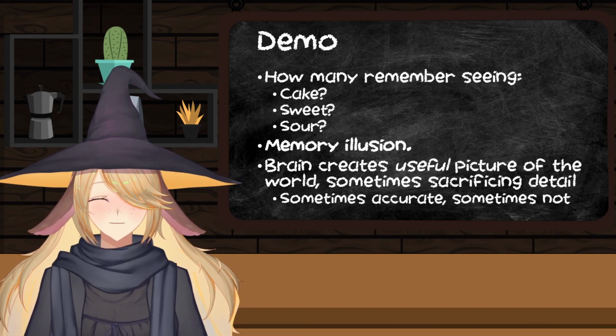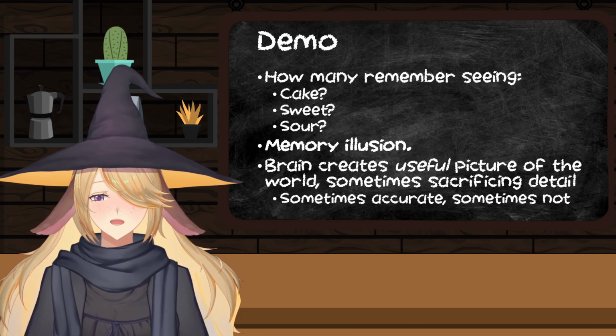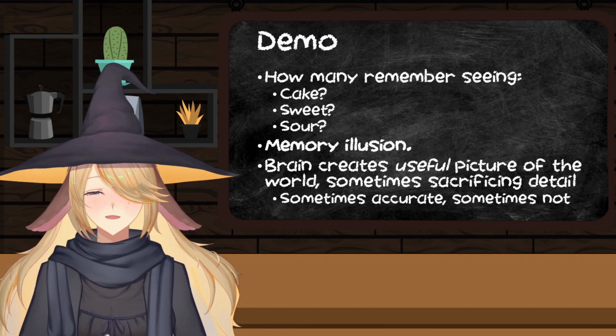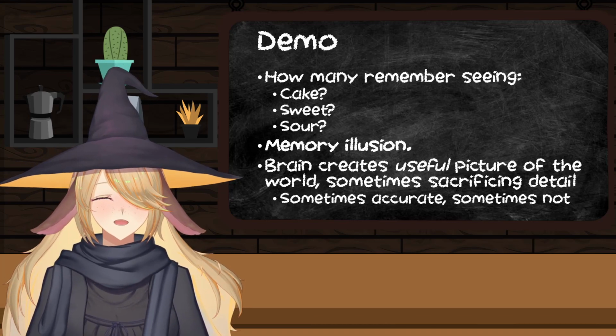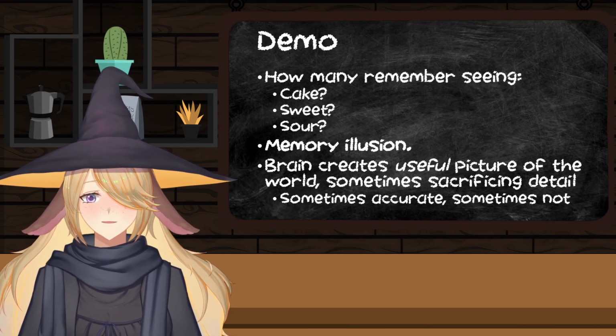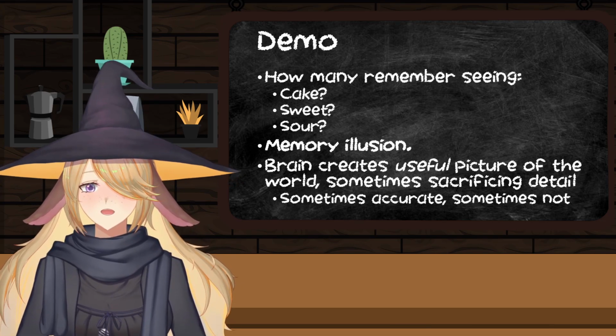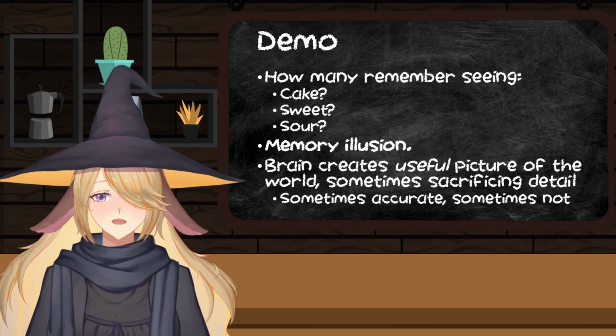We remember bits and pieces of information, and then our brains tend to work to create a useful picture based on that information that we've just heard. And that usually means that some detail gets lost, and also some details get added that would make sense to be there, but might not necessarily have been there themselves.